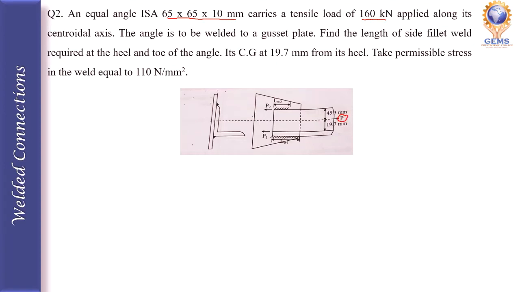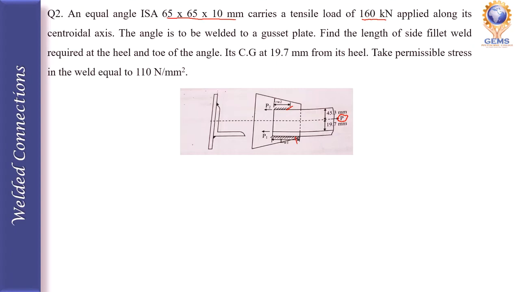The angle is to be welded to a gusseted plate. Find the length of side fillet weld required at the heel and the toe of the angle. So the welding should be done at the heel and the toe, two sides only we are going to do, not on the face. Its center of gravity is at 19.17 mm from its heel.